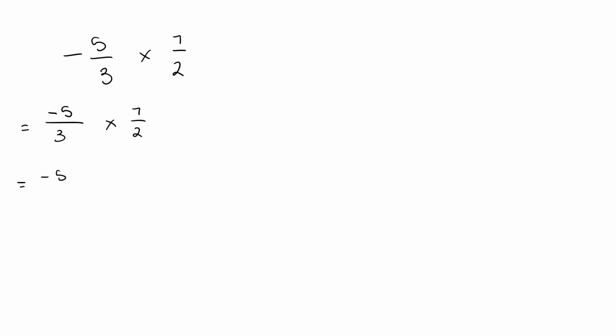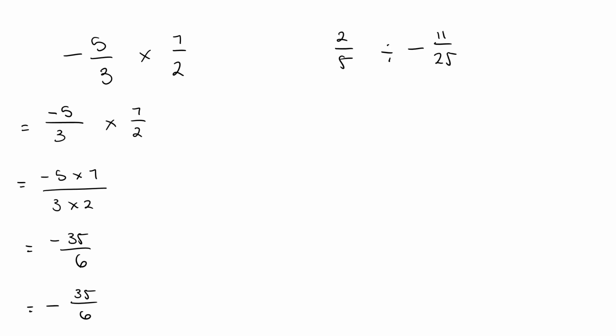Doing this, I now have negative 5 times positive 7, and then positive 3 times positive 2. This is the same as negative 35 over 6, and you can write this out with the negative thrown out the front, all right? But once again, if you want to avoid that mistake, just leave the negative on the top, okay?